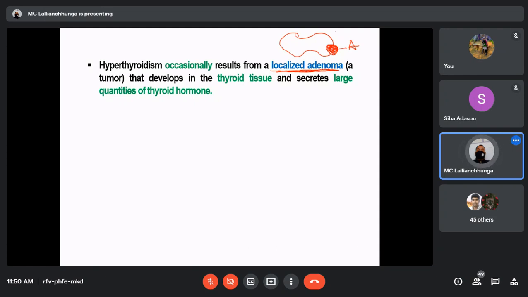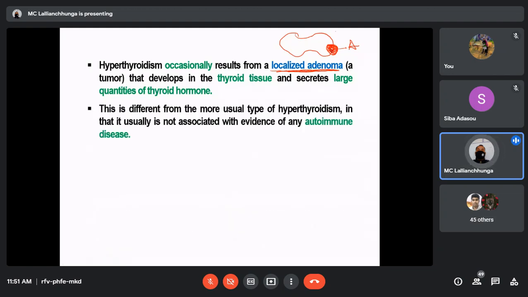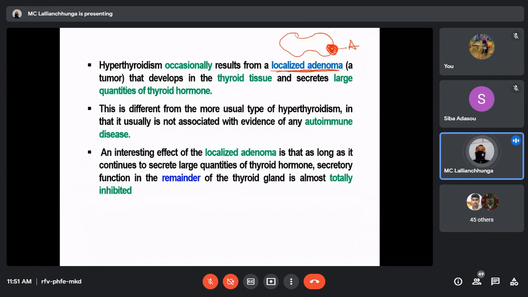And you see that whenever there is a tumor in this part, that means there is an increase in the cell number. All those follicular cell numbers will increase, or maybe hypertrophy also. Then they will start producing a large amount of thyroid hormones. So it is clear. Here adenoma is there, a localized tumor. This is different from the more usual type of hyperthyroidism in that it is usually not associated with evidence of autoimmune disease. This is not related to autoimmune disease as discussed earlier.